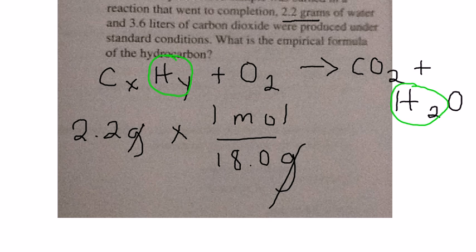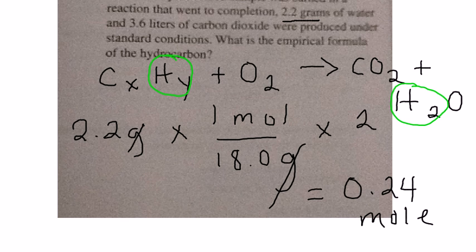And what you also have to include is that for every mole of water, there are 2 moles of hydrogen. Every mole of water has 2 moles of hydrogen. So you have to multiply by that 2 moles here. So when you solve for that, you get 0.24 moles of hydrogen.